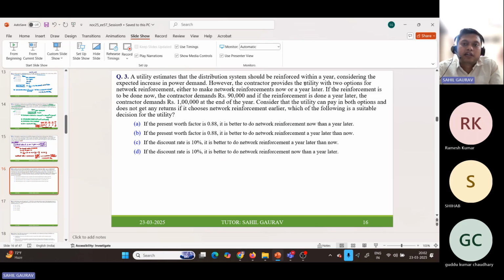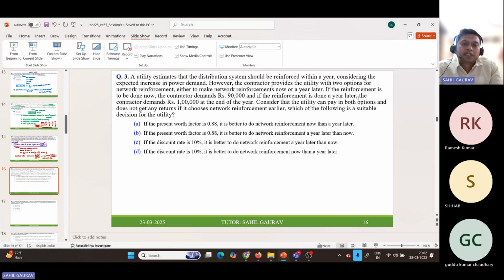However, the contractor provides the utility with two options for network reinforcement, either to make network reinforcements now or a year later. If the reinforcement is to be done now, the contractor demands 90,000, and if the reinforcement is done a year later, the contractor demands 1 lakh at the end of the year. Consider that the utility can pay in both options and does not get any returns if it chooses network reinforcement earlier. Which of the following is a suitable decision for the utility?